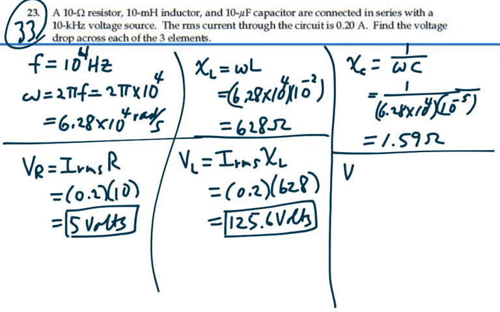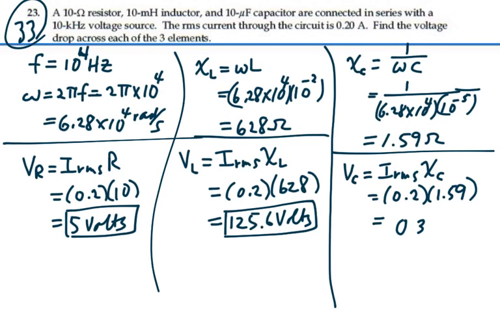Hence, the voltage across the capacitor is going to be the root mean square current times the capacitive reactance, which would be 0.2 times 1.59 ohms, and that is 0.318 volts.